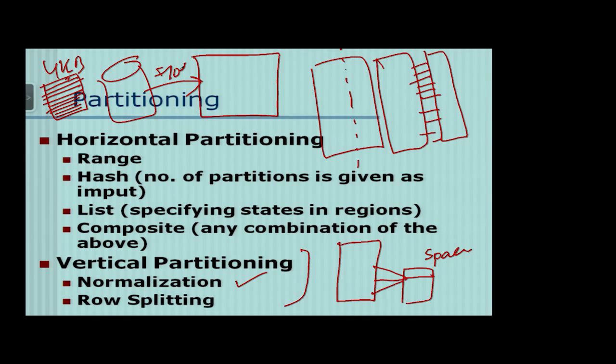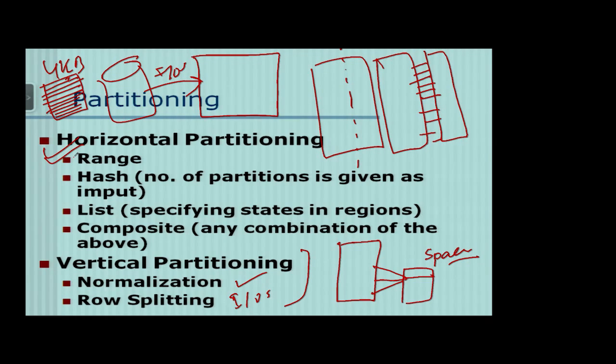Okay, so basically when I do this vertical splitting, we call it row splitting. Here I split a row and it helps in saving IOs, right? Normalization helps you in saving space. But our main focus here is on horizontal partitioning, which comes in many flavors.